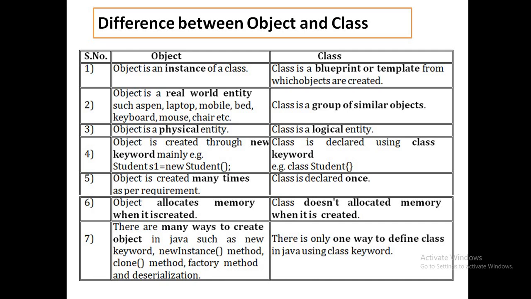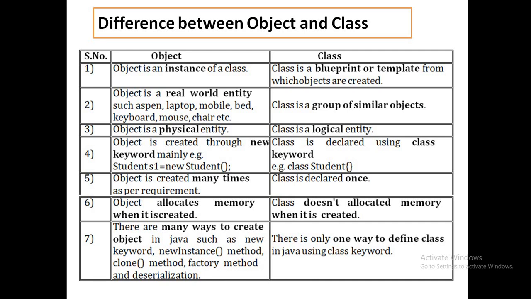Here for a class student, using keyword class, student is the name of the class that is being created, and under that student class an object S1 is created. So student S1 is equal to new student. So here object is created using the keyword new. Object can be created many times as per the requirement in a class, whereas a class is declared once.